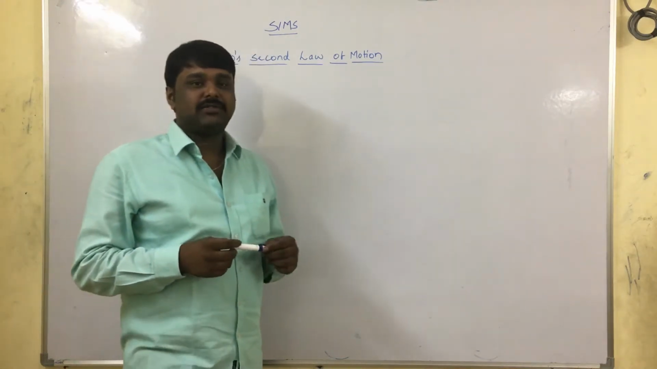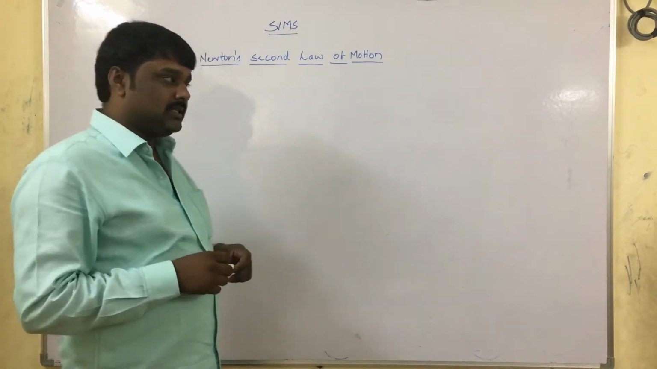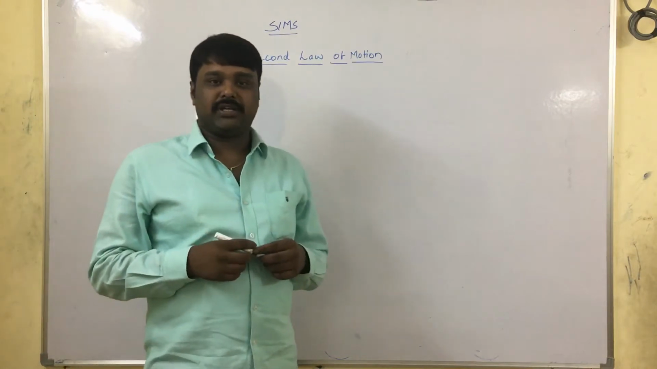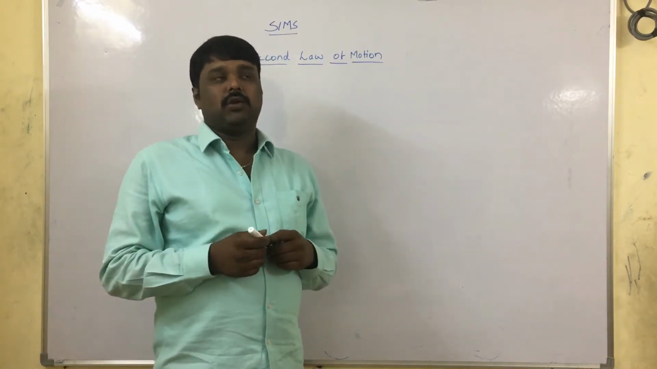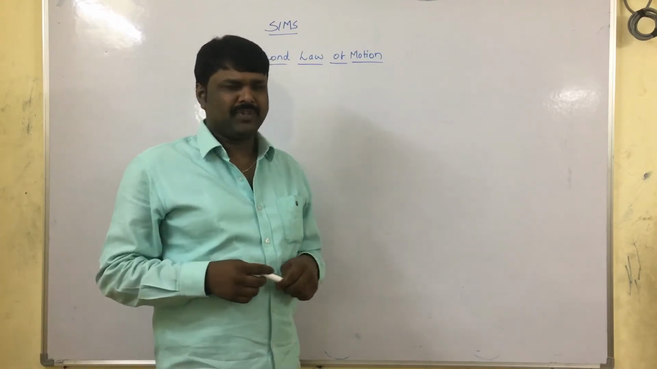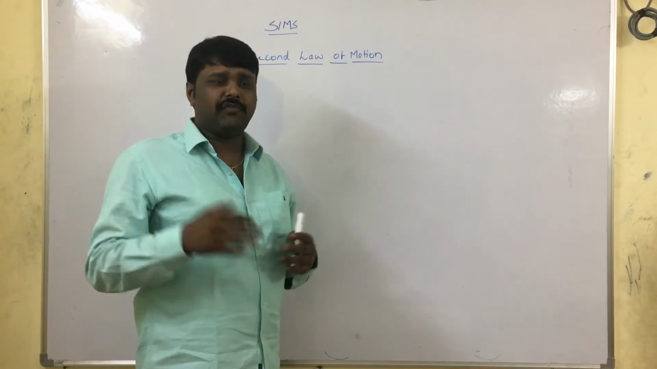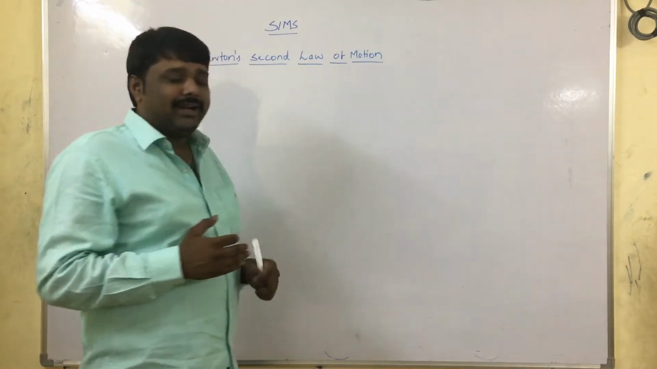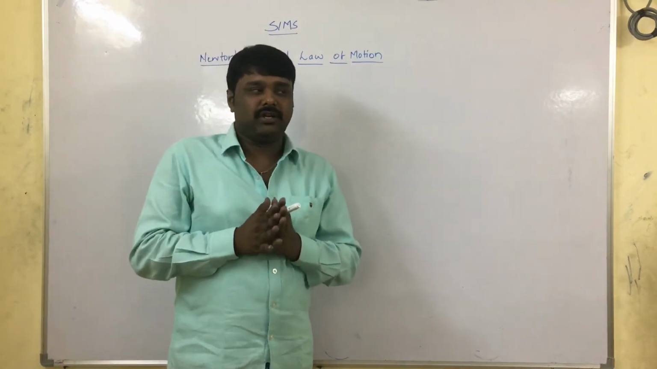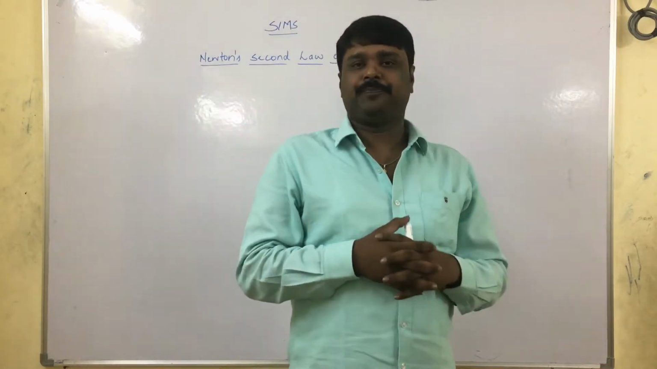In the previous class, we discussed Newton's first law of motion. That is, when the net force acting on an object is zero, the body will be either at rest or in uniform motion. Today we are going to learn about Newton's second law of motion. Before going further, let us have a small discussion on the examples of Newton's first law of motion.